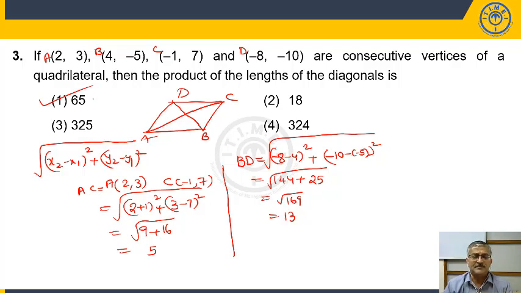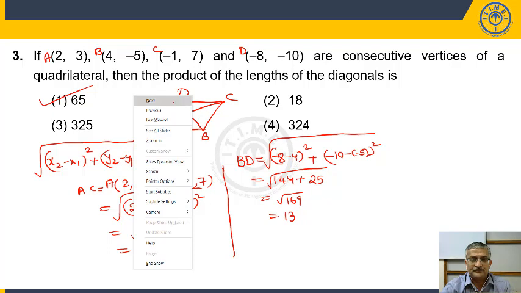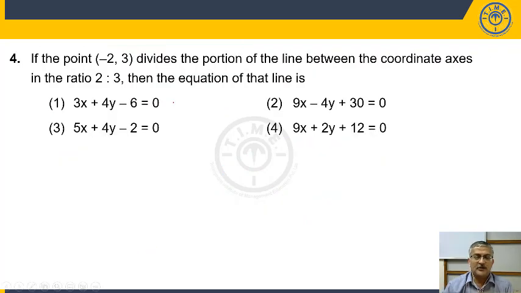Okay, so this is simply an application of the distance formula. Okay, now next, look at this problem. The point (-2,3) divides the portion of the line between the coordinate axes. We simply just observe this problem. (-2,3) belongs to which quadrant? Obviously, it is in the second quadrant. So, (-2,3), this is the second quadrant.